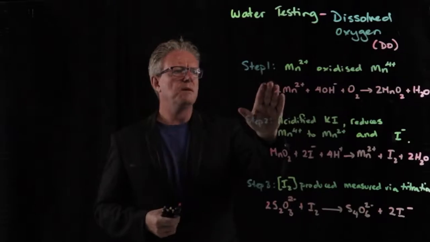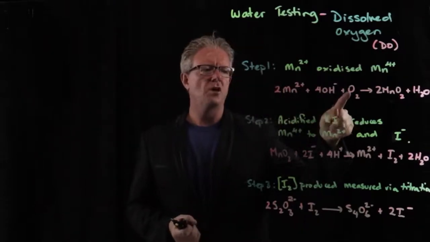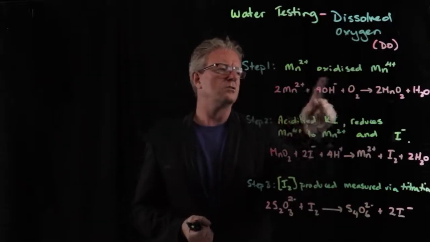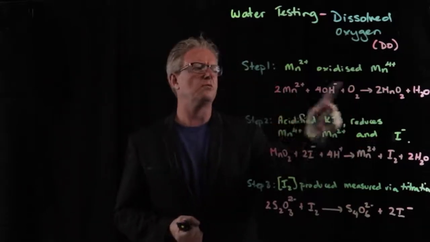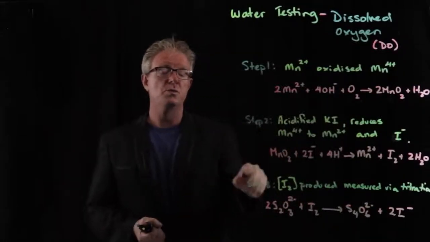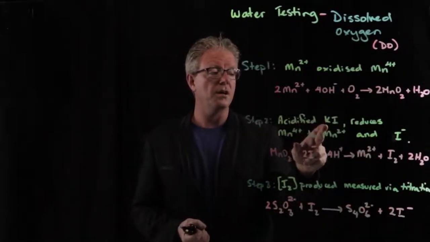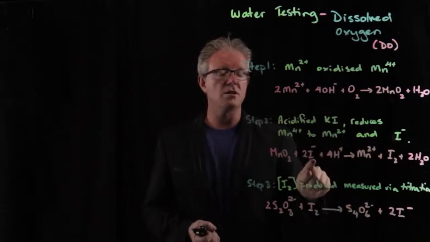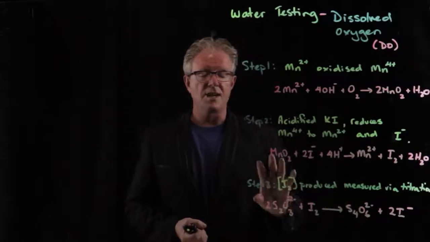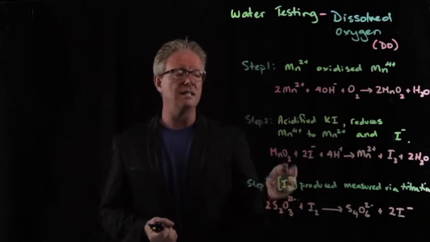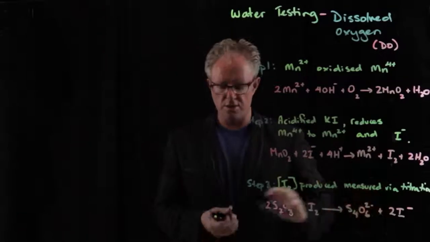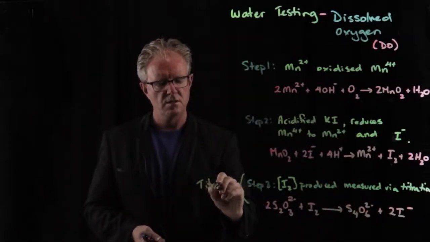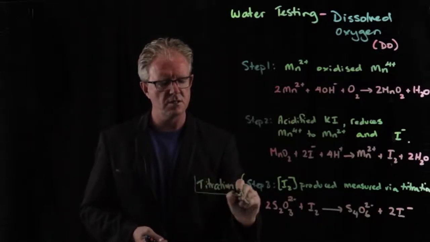So step 1 is when you've got the oxygen here. The oxygen will oxidize manganate ion to 4+, right? So it's going from 2+ to 4+. Step 2 is when you add some acidified potassium iodide, which reduces the manganate ion and also oxidizes the iodide ion to iodine. Then the last step is when we have to measure how much iodine is produced by titration. So this is a titration step, this one here.